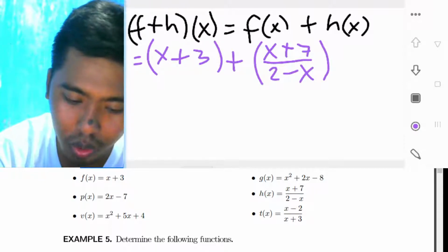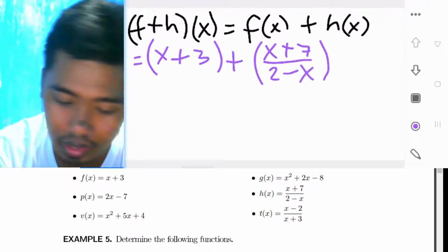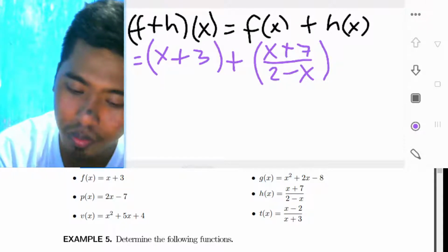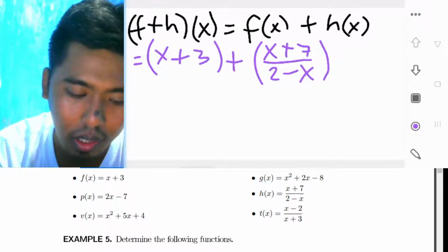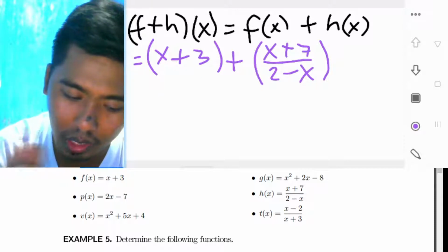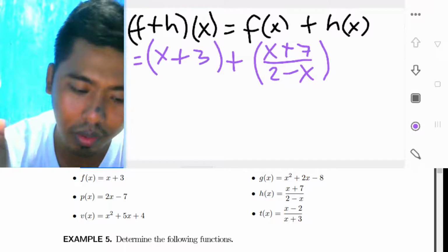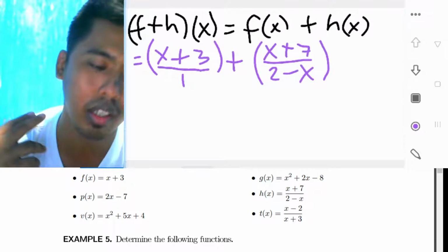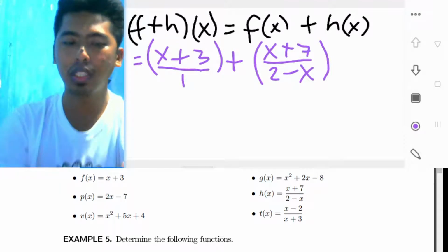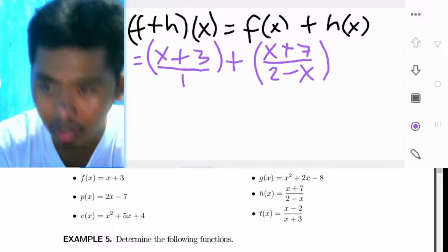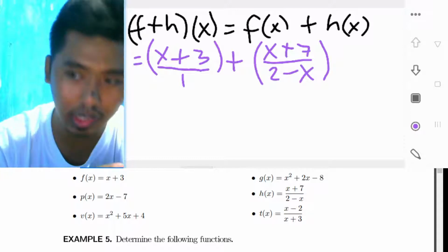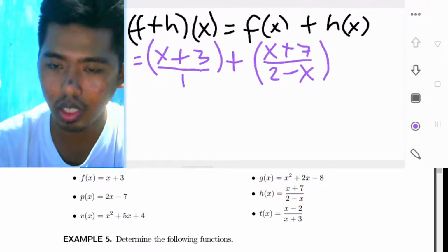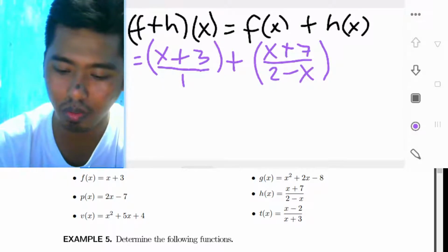Now, if we're dealing with a fraction and the other is not, then we will make that one a fraction too so both functions are fractions when we operate. It's very easy, just put over 1. So it's still the same, right? So x plus 3 over 1 is just equal to x plus 3. Anything divided by 1 is the same number. So you put it so that what you operate on now is both fractions.